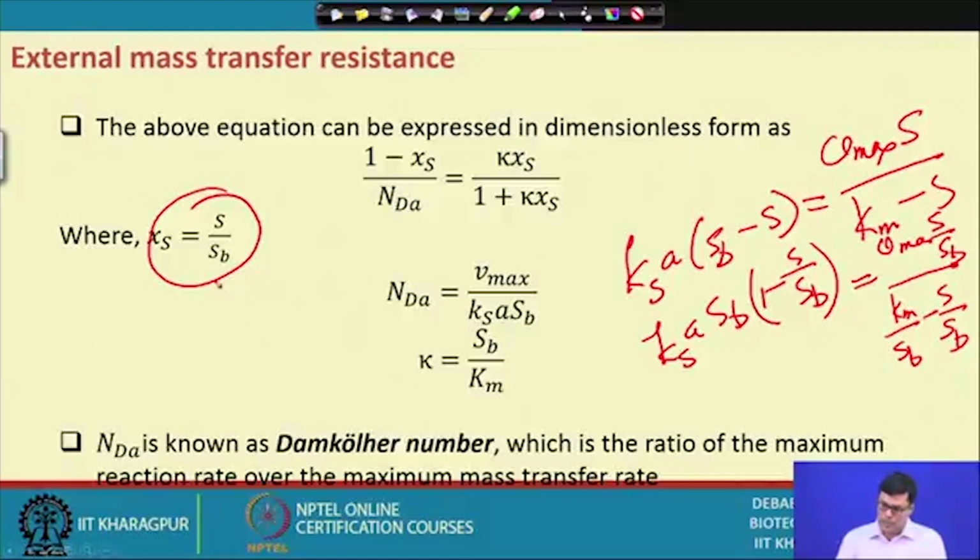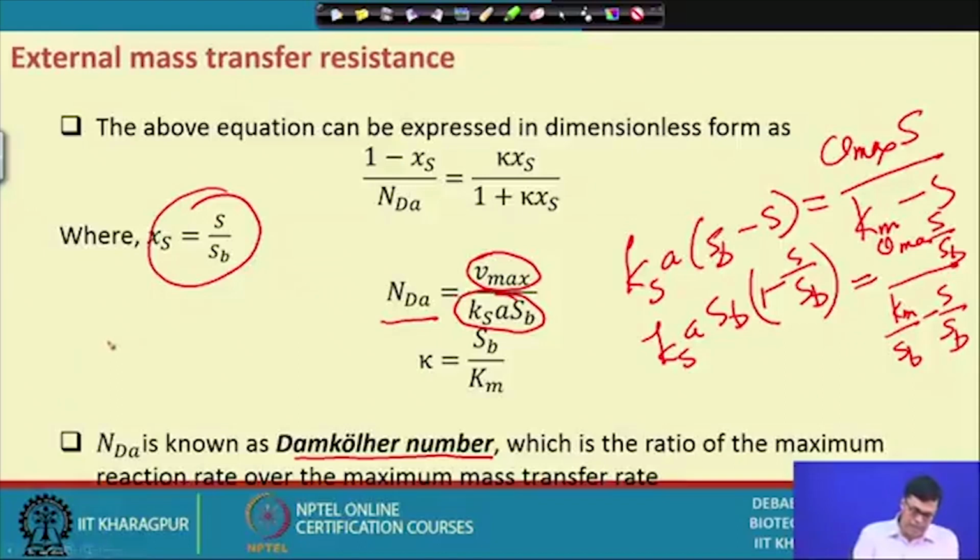We can assume NDA, which is the Damkohler number. What is the Damkohler number? You can see this is Vmax, and this is Ks A into Sb.